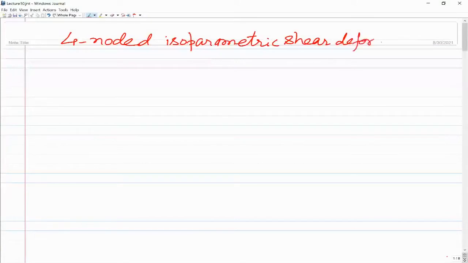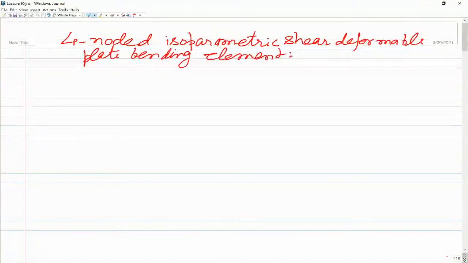Okay. So yeah, last class I was discussing four noded isoparametric shear deformable plate bending element. So yeah, now in this we had of course discussed all the theory and everything related to it.